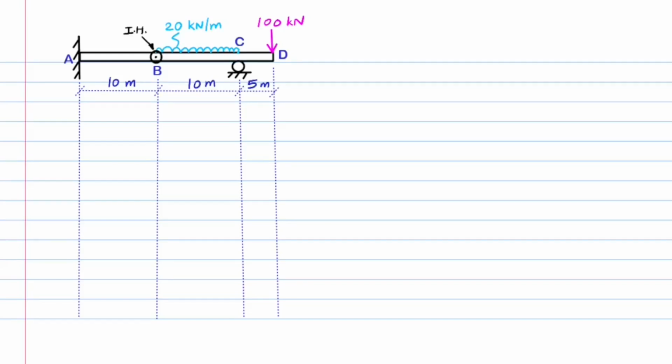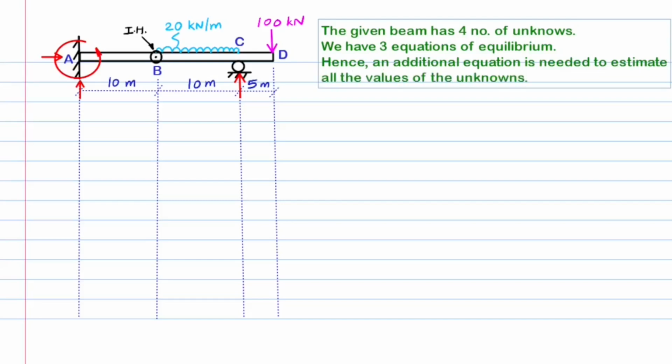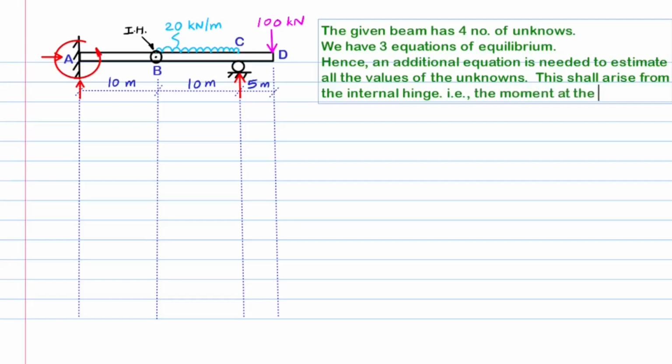The lengths of various parts are dimensioned and the loadings acting on the beam are also shown. The beam is made up of two parts, AB and BD, with an internal hinge or bending moment release provided at the junction B. It can be seen that the given beam structure has a total of 4 unknowns, 3 for the fixed support and 1 for the roller support, while we have 3 equations of static equilibrium, making the structure statically indeterminate with the degree of indeterminacy as 4 minus 3, which is 1. To make the beam statically determinate, the additional deficient equation can be incorporated via the inclusion of the internal hinge at point B, joining the two parts of the beam. That is, the moment at the internal hinge equals 0.